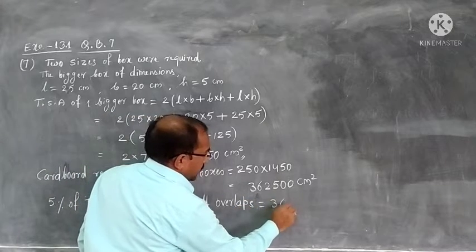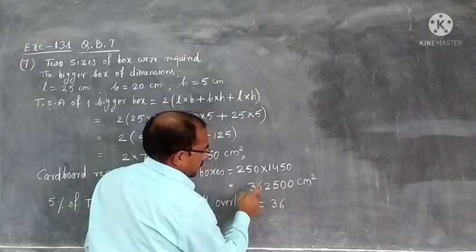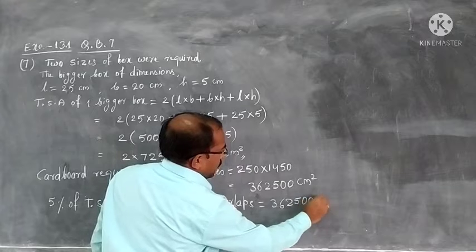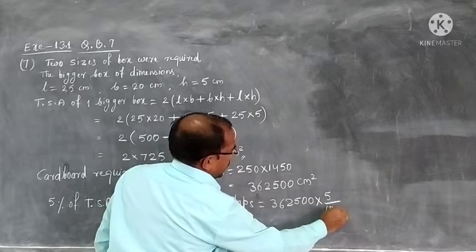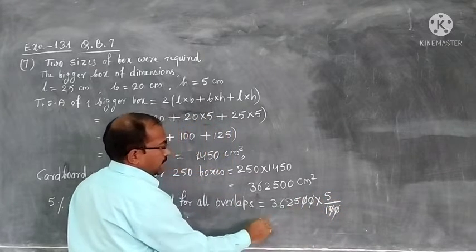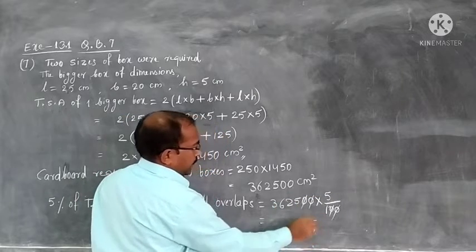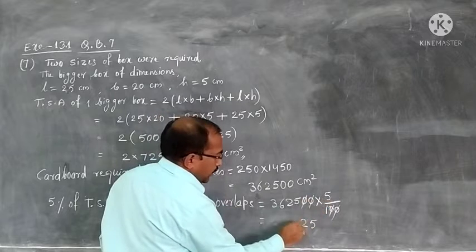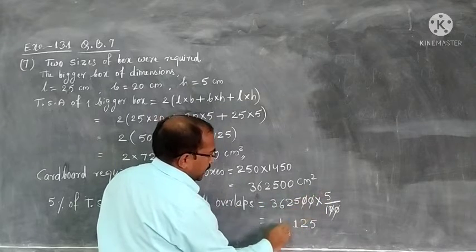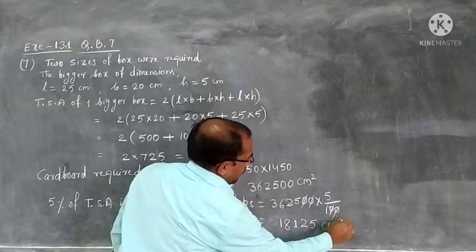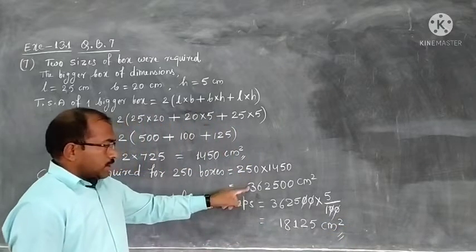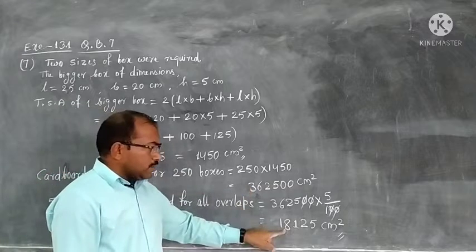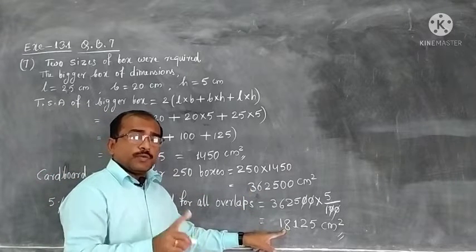So, 3,62,500 into 5%, 5 by 100. Zeros cancel, we get 5 fives are 25, 5 twos are 10 plus 2 is 12, 6 fives are 30 plus 1 is 31, 5 threes are 15 plus 3 is 18. So when we go for buying the cardboard, this will be the exact amount of cardboard needed for 250 bigger boxes, and this much we need to buy extra. So how much will we buy?